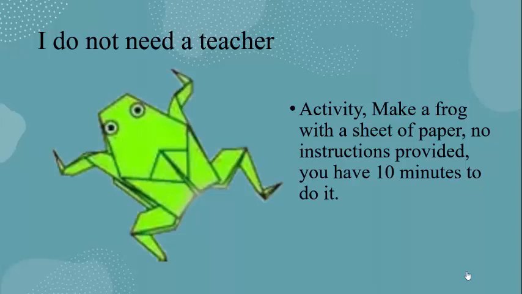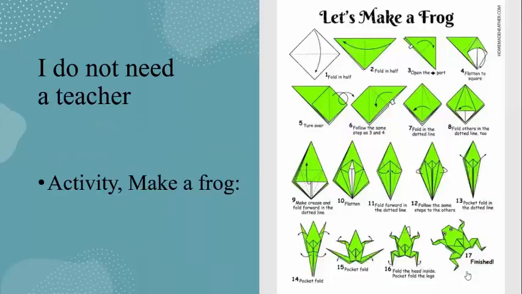Well, a simple activity. Offer them pieces of paper and tell them to make a frog that looks like as you see. No instructions provided. You have 10 minutes to do it. You will see that most people cannot do it. And they all ask, oh, but we need instructions. Then you offer instructions. And even with the instructions, many will not be able to bring it to the nice finish.